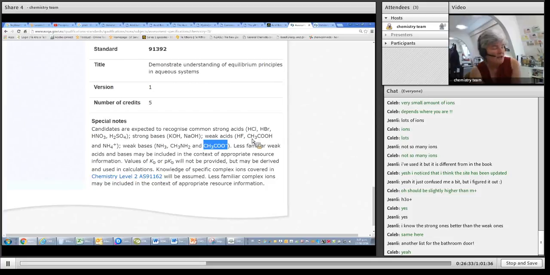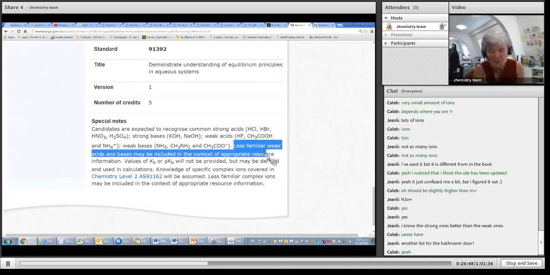Okay, so that's what they said here. Less familiar weak acids and bases could be included, but they'd have to tell you it was that. So there's your list for the bathroom door. It's not too bad. If you've already done level 2, you should actually know most of them. And you know that all the organic acids and bases tend to be weak. So ethanoic acid is organic, so it'll be weak.